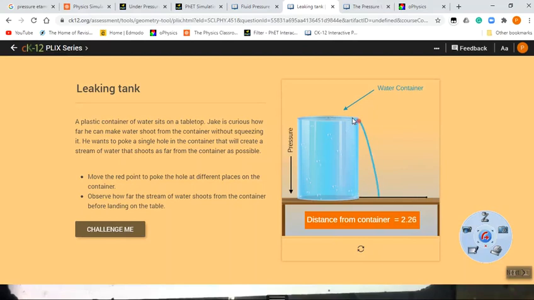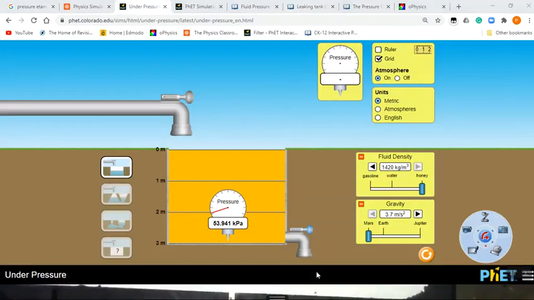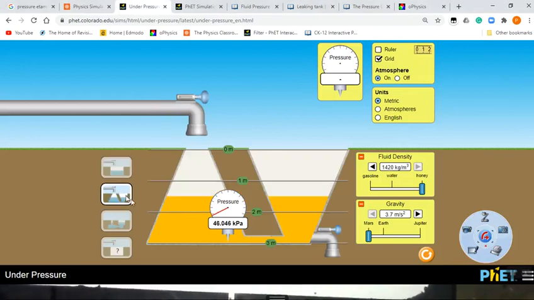So the hole has the same area, but there is more weight of water above the area. So the force over the area is bigger, which increases the pressure. The last thing that we want to see is what happens when I change the shape of the container.